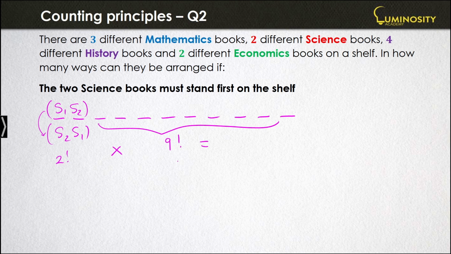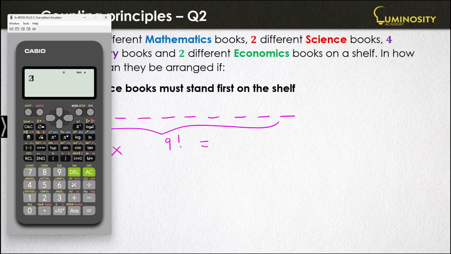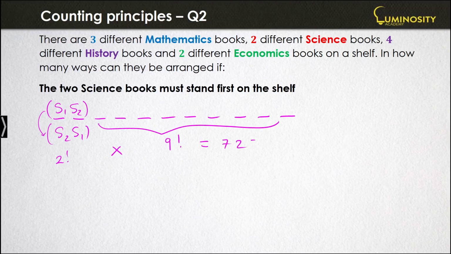So let's go ahead and do that. 2 factorial is just 2 times 9 factorial, and we get 725,760. Again, the restriction here is far weaker than the restriction we had previously, where all subjects had to be next to each other. In this case, only the science books need to be next to each other, and they need to be first on the shelf, so the first 2 books. So it's less of a restriction. The weaker the restriction, usually the more possibilities. The stronger the restriction, so the more restrictions, the fewer the possibilities.